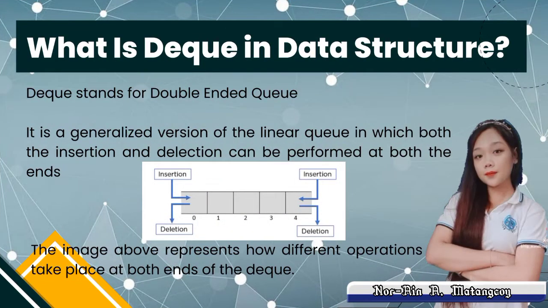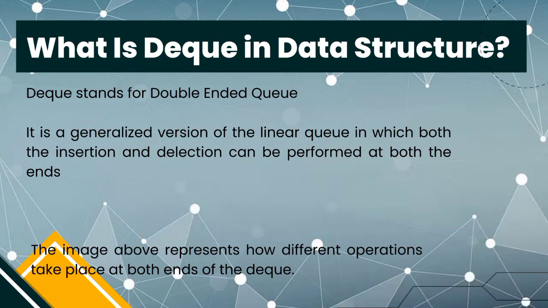What is the Deque in a data structure? The Deque is a more generalized version of a linear queue. As you know, the linear queue has some restrictions while performing the insertion and deletion of elements. The insertion in a linear queue must happen from the rear and deletion from the front. But in the Deque, you can perform both insertion and deletion operations at both of its ends. That's why it is called a double-ended queue. This image above represents how different operations take place at both ends of the Deque.